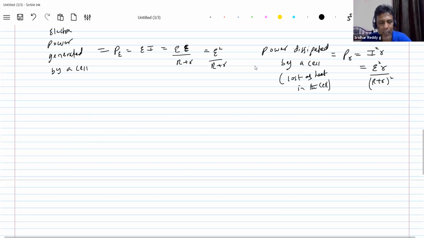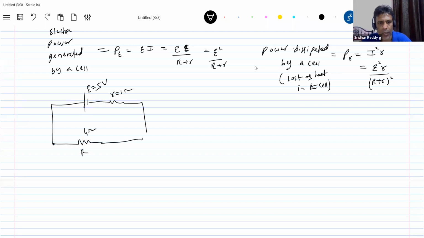Let the EMF of the cell be, say, 5 volt. Internal resistance of the cell is 1 ohm. The external resistance, let it be R, 4 ohm. So it'll be much easier for us than the theoretical one. Let's calculate first what is the current in this circuit. Plus, minus, plus, minus. So what is I equal to? E by R plus r. Directly I am writing it.